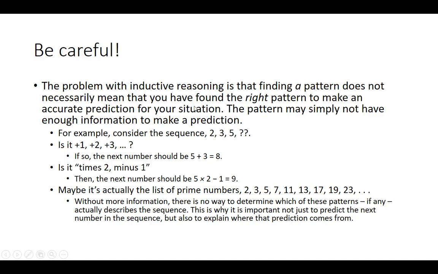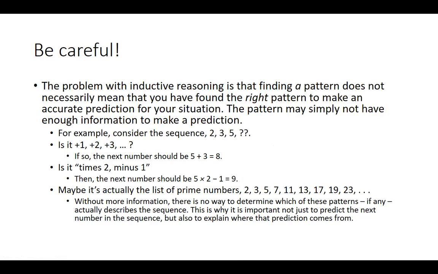Or maybe it's times 2 minus 1. 2 times 2 is 4 minus 1 is 3. 3 times 2 is 6 minus 1 is 5. 5 times 2 is 10 minus 1 would be 9. So is it 8? Is it 9? What's the pattern? Maybe it's actually the list of prime numbers, 2, 3, 5, 7, 11, 13, 17, 19, 23. In which case the next number would be 7.